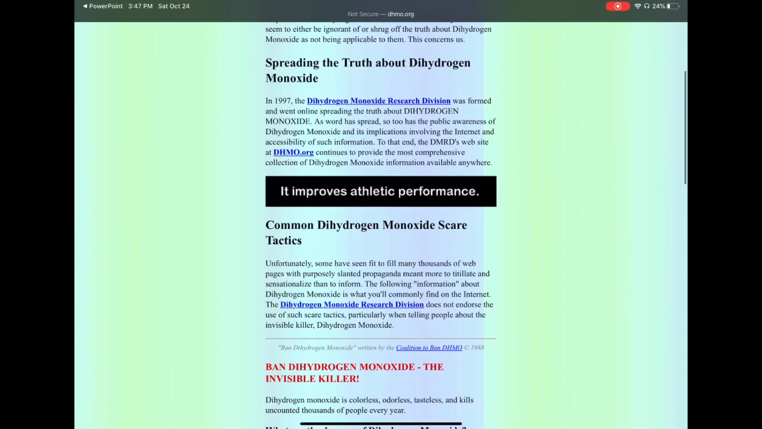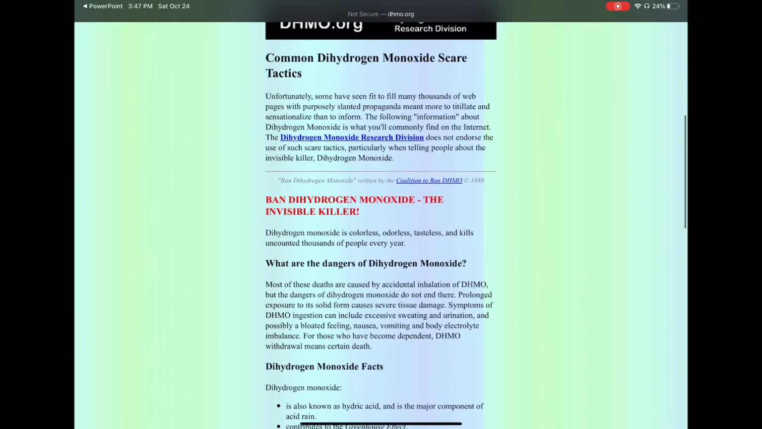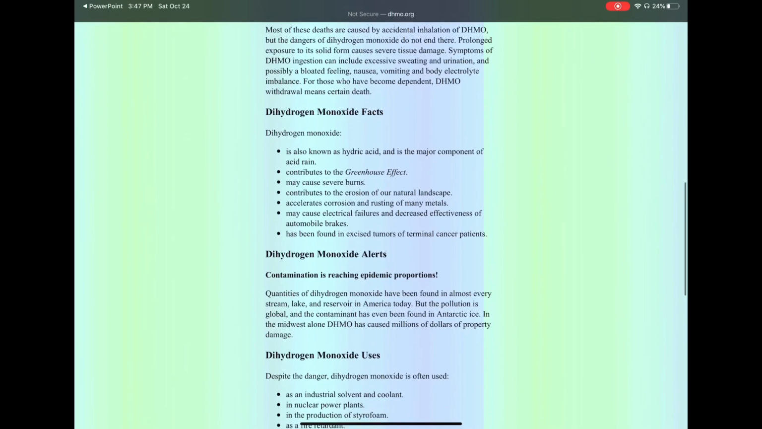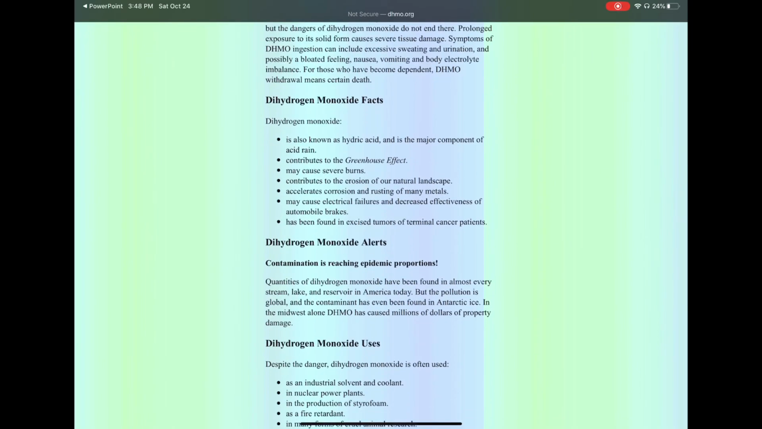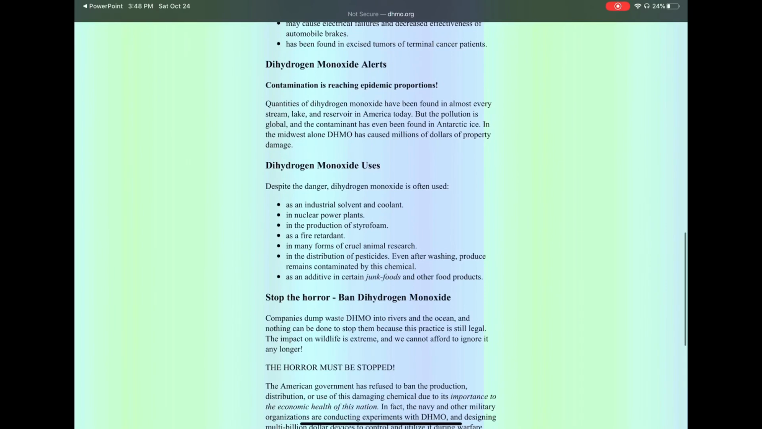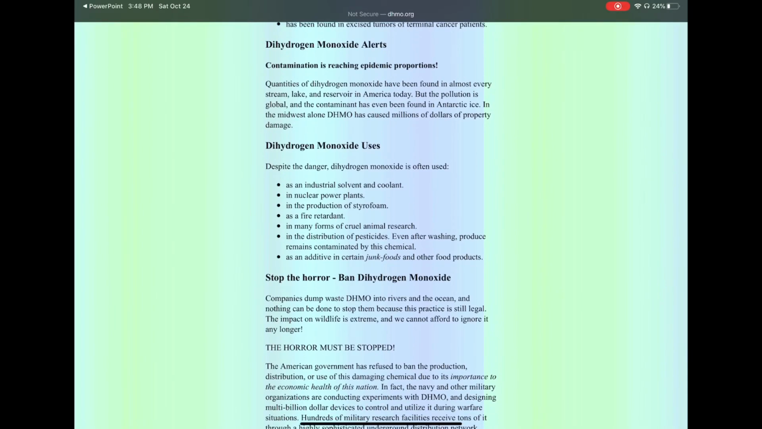So, yes, inhaling it can kill you. It improves athletic performance, found in every lake, river, and ocean, major part of acid rain. It corrodes metal. A lot of these different types of scare tactics are used to say that it does things like cause severe burns. Yes, it does. It's been found in excised tumors of terminal cancer patients. Yes, of course it has. Industrial solvent and coolant found in nuclear power plants used in the production of styrofoam is a fire retardant. In many forms of cruel animal research, yes, that's all true.